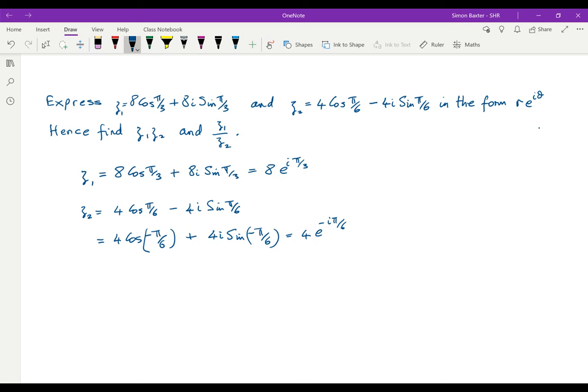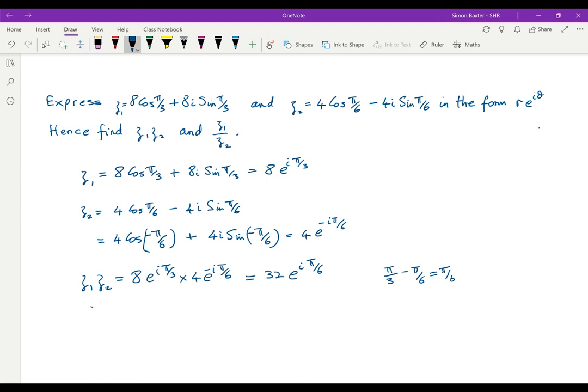Second part, find z1 z2. z1 z2 is 8e to the i pi by 3 times 4e to the minus i pi by 6. Don't have to think at all. 8 times 4 is 32. How do I multiply? I add the indices. If I add pi by 3 and minus pi by 6, pi by 3 minus pi by 6 is just pi by 6. So that is 32e to the i pi by 6.